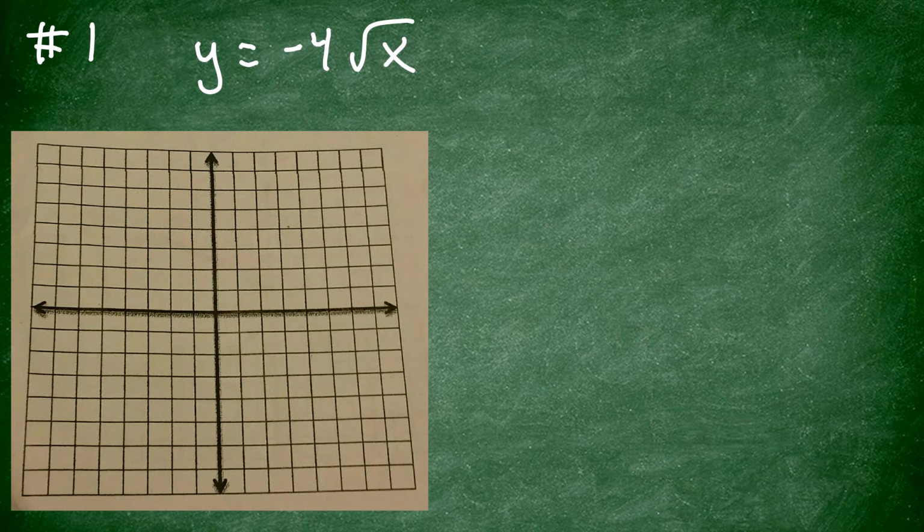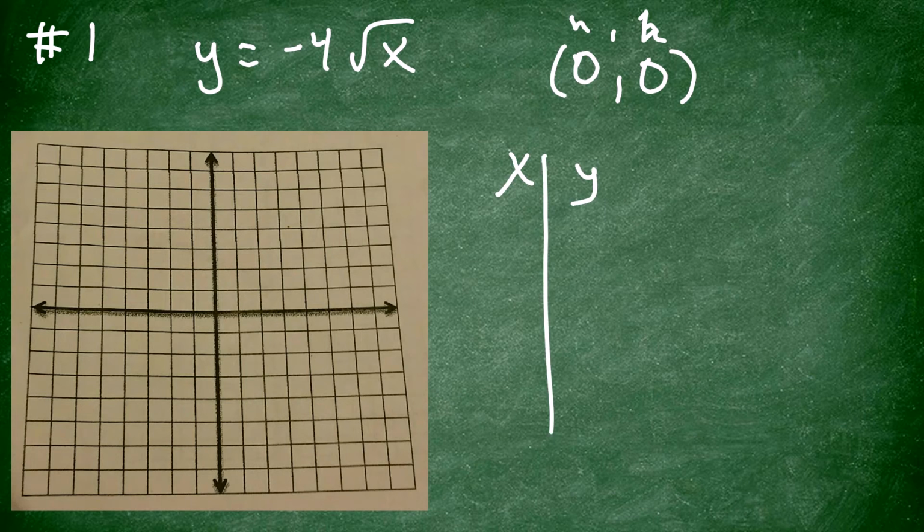Alright, step 1 for number 1 is find h and k. So h is 0 because there's nothing inside the radical. And k is 0 because there's nothing after the radical. So that's my h, that's my k. It's a starting point because it's a square root.